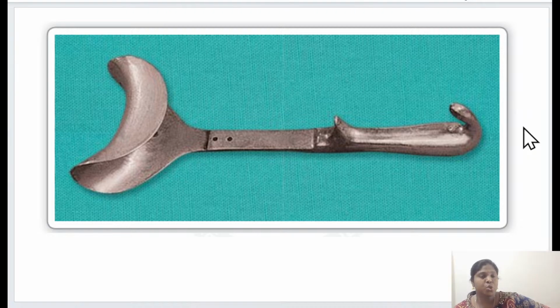Identify this particular instrument which is used in this OBG. So what is this instrument used for?